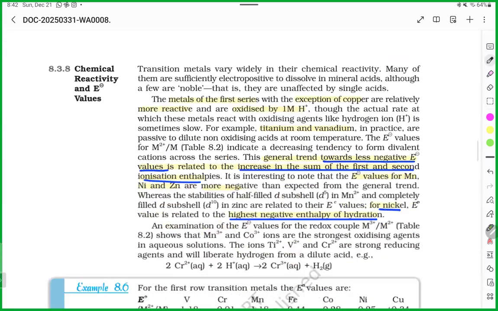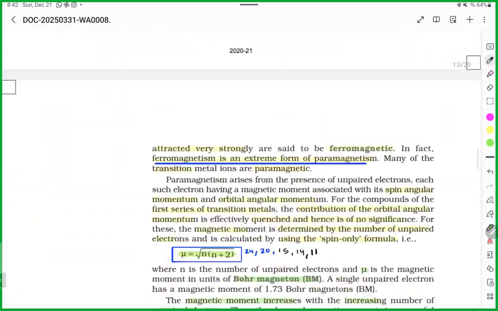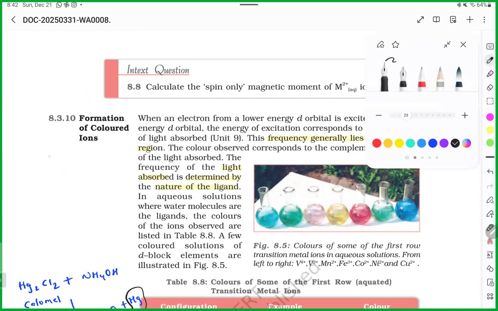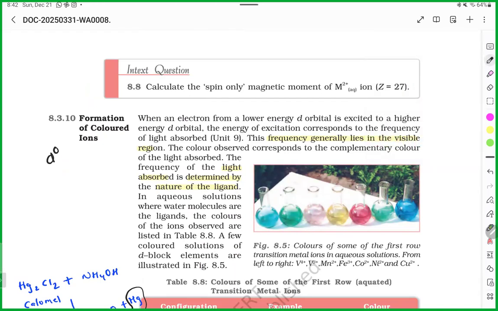chemical reactivity, magnetic property, formation of color. Samarth, what did I say about color? The unpaired electron should be there in the d block. And I said that if the d orbital is vacant or the d orbital is full, these are colorless. Otherwise, with any incomplete d orbital, it will be colored.